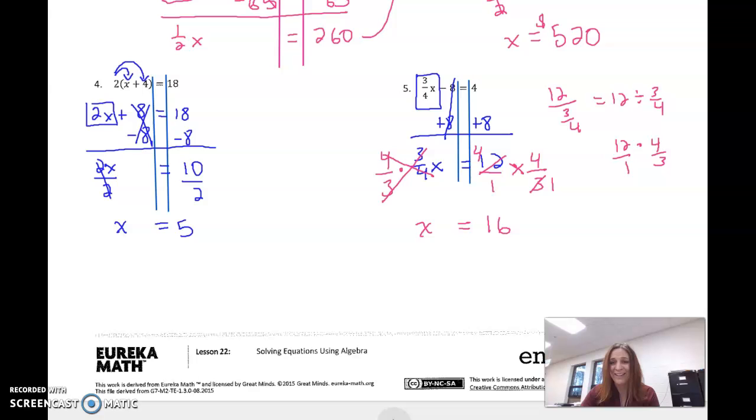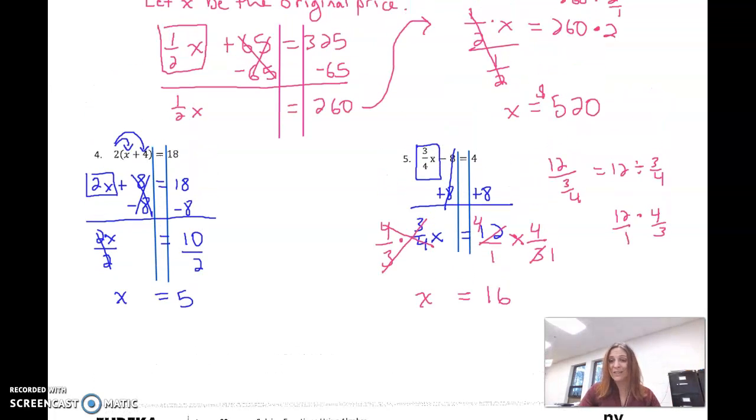Okay? So, two-step equations, as you've noticed how many times I've said these things already in just these notes, you're going to hear it a lot because we're going to follow those steps over and over, and it's really going to become habit for you.